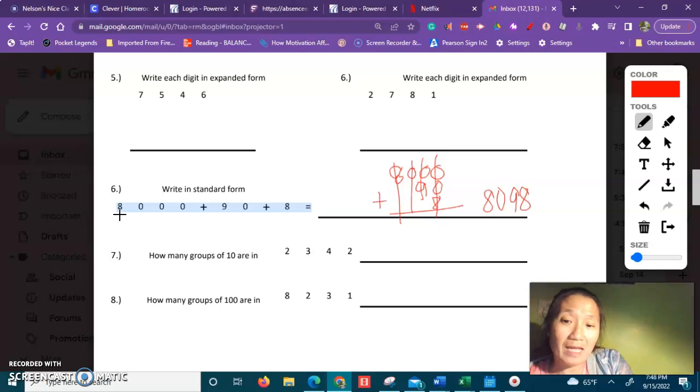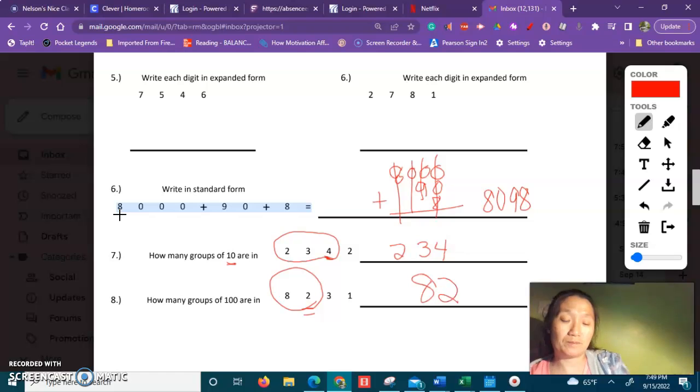How many groups of 10 are there in this number? Well, I know what digit is in the tens place. This one's in the tens place, so I circle everything in front of it. I have 234 groups of 10 in 2,342. How many groups of 100 are there in 8,231? Well, what digit's in the hundreds place? This one. So I circle everything in front of it. I have 82 of them.